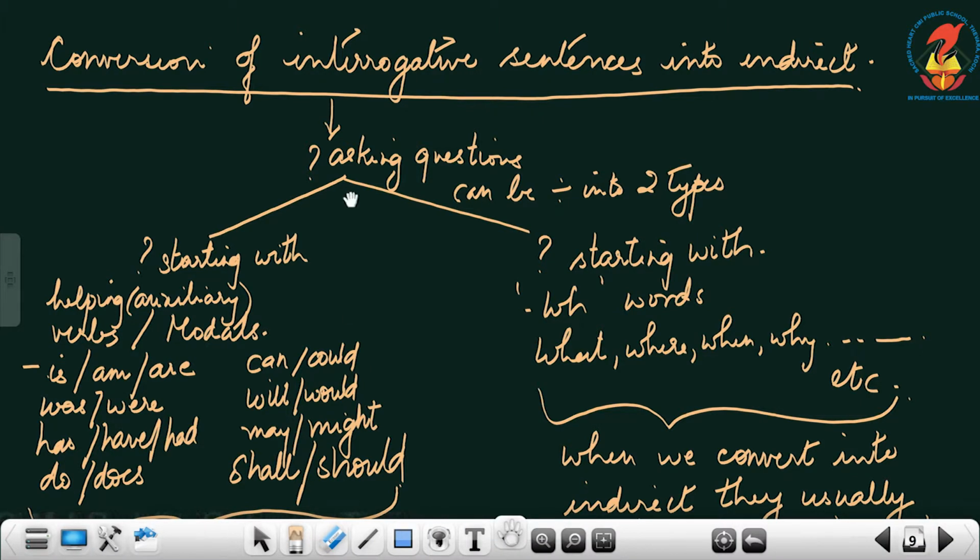Now, what do you mean by interrogative sentence? Interrogative sentence is nothing but asking questions. Now, this asking of questions can also be divided into two forms: either questions that start with the helping or auxiliary verbs and modals, or questions that start with the WH words.